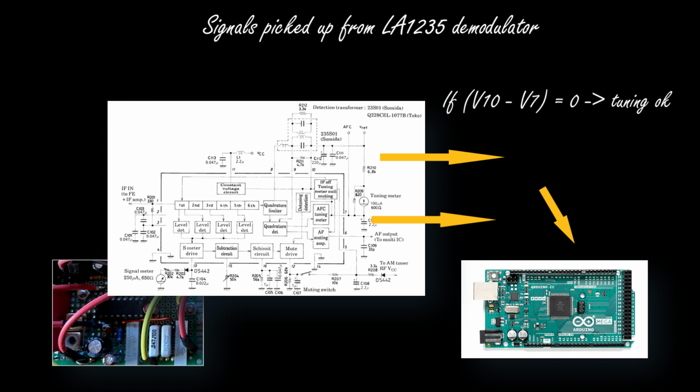The voltage difference between the voltage read at pin 10 and the voltage read at pin 7 is an indication of the correct tuning of the FM station. Those information are then shown in the 2 displays. We will see that later.